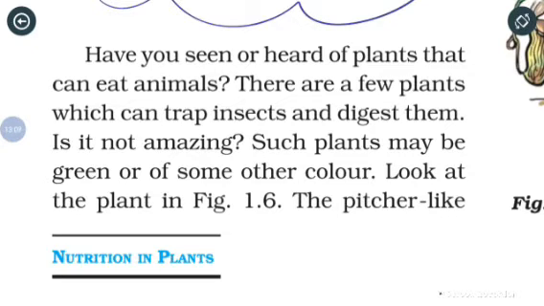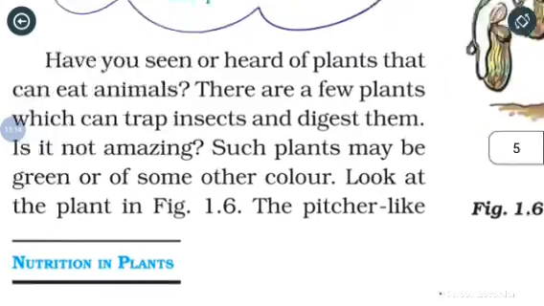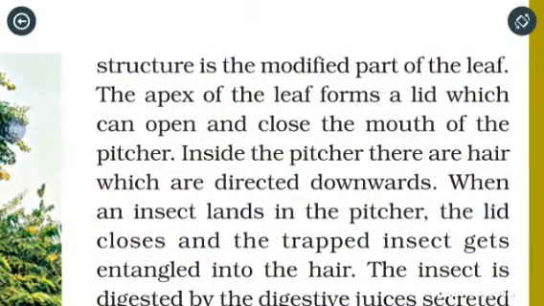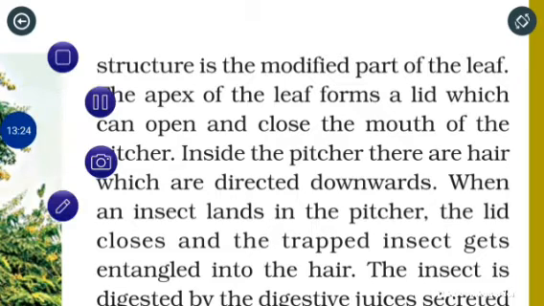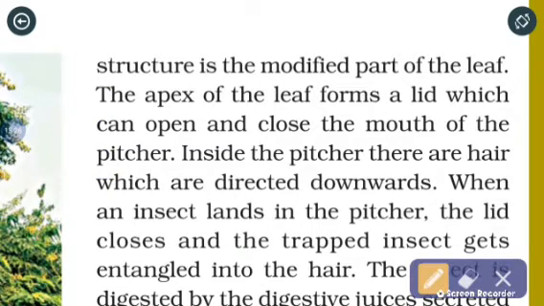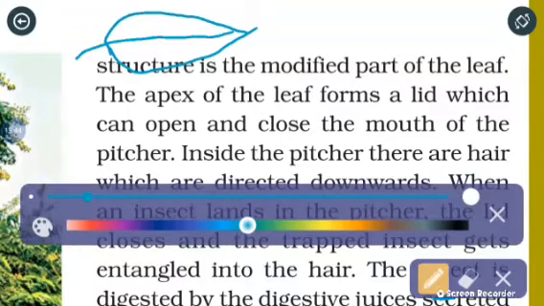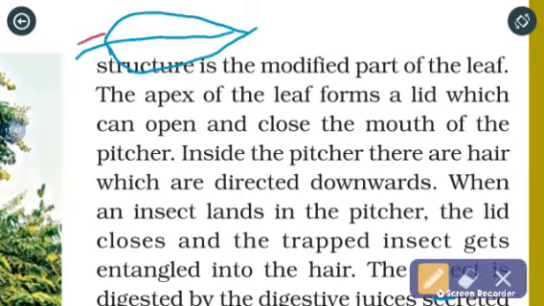They do it because they need a larger amount of nutrition than normal, so their leaves are converted into a pitcher-like structure, and the apex of the leaf forms a lid. The apex is the top part. For example, this is a leaf. This is called the leaf, and the above portion, like this portion, is called the apex. I will mark it with red color. This portion is called the apex.